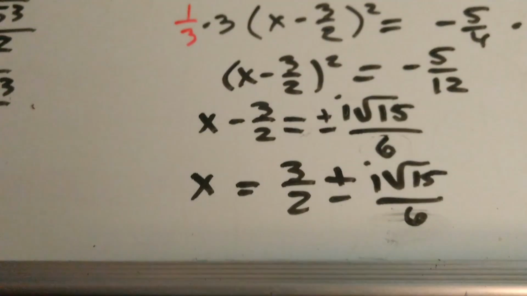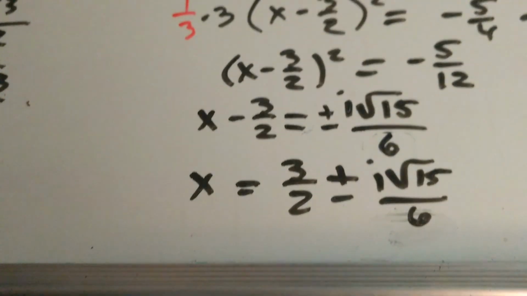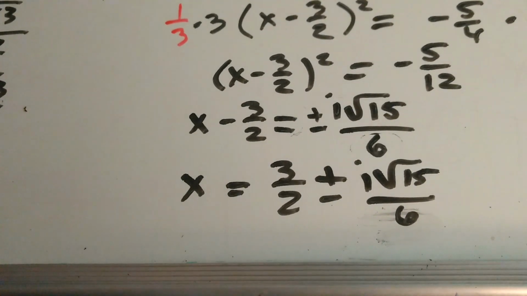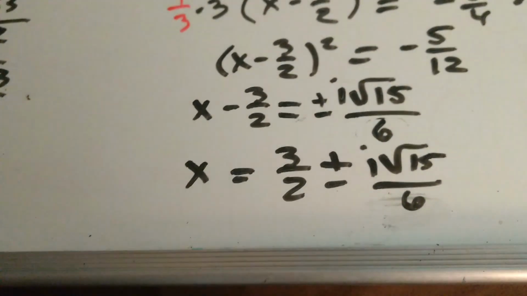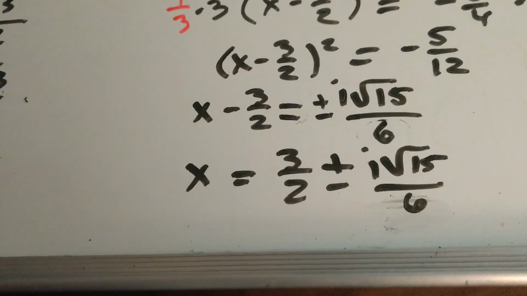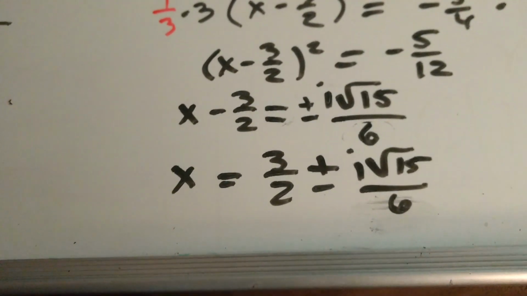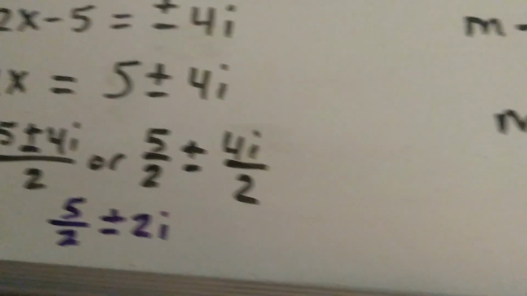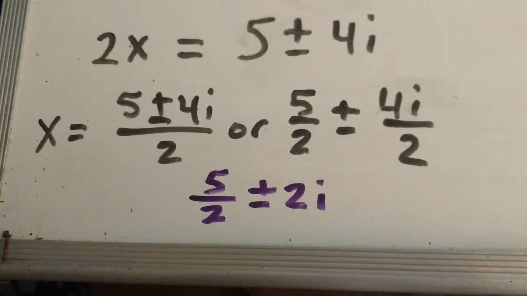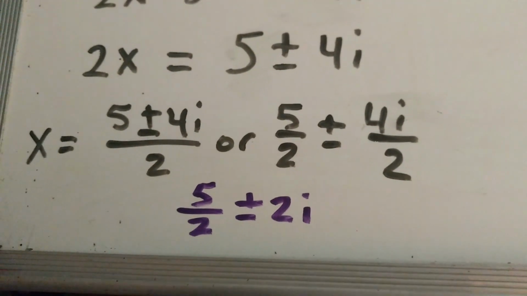Now the only thing left to do is to add the 3 halves to both sides, and we get 3 halves plus or minus i square root of 15 over 6. Remember, you can write this as combined, or like we did over here in the first example, you can separate them and write them in the a plus bi form.